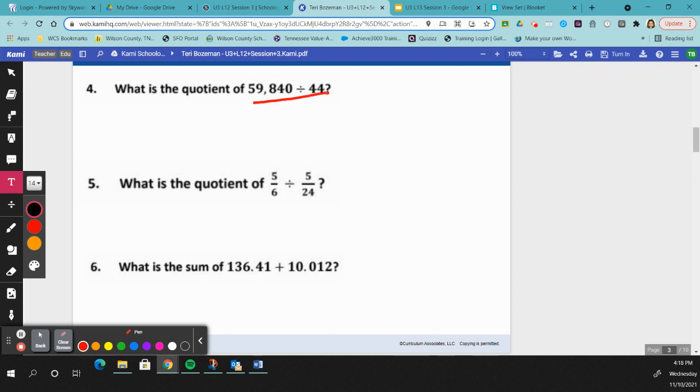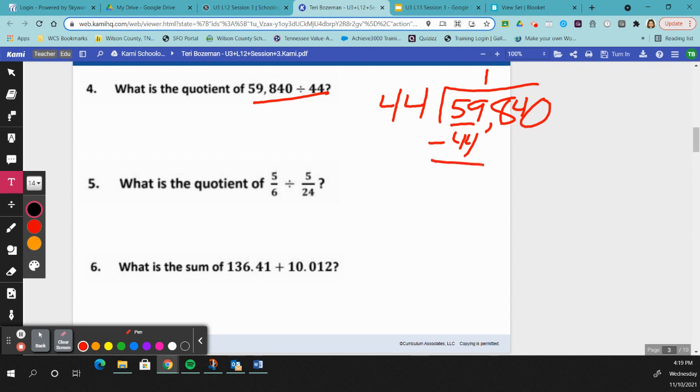So you are going to divide here using your steps for long division. So 59,840, you would divide 59 divided by 44 would be 1 minus 44. So we would follow our steps for long division here. Drop the 8, right? So you're going to keep following those steps until you get your answer. And then you can check it with a calculator, or you can come back to the video and take a look.